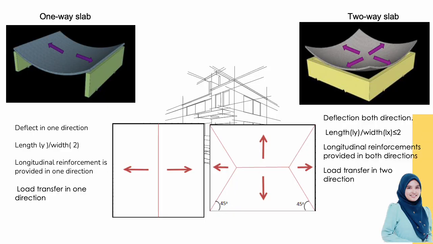Okay, the figure on the left side shows a one-way slab. For a one-way slab, the deflection is in one direction where Ly over the width Lx is more than 2. Longitudinal reinforcement is provided in one direction and the load is also transferred in one direction. Okay, for a two-way slab, the deflection is in both directions, where Ly over Lx is less than or equal to 2. The longitudinal reinforcement is provided in both directions and the load is also transferred in two directions.